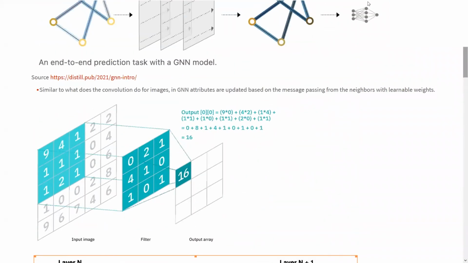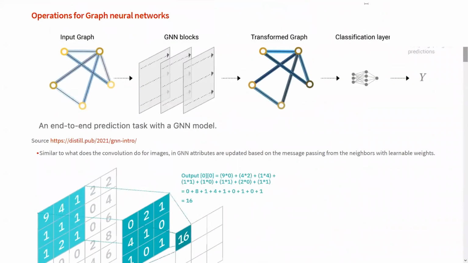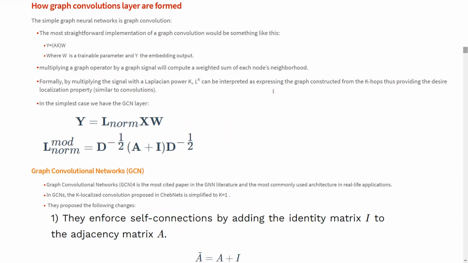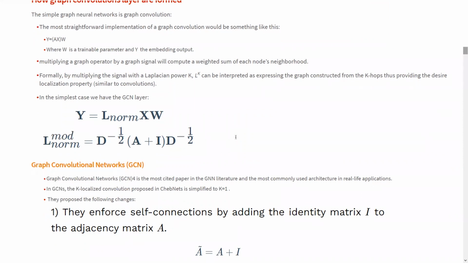Okay, let me go faster, and we'll see some results. Yes, so let's go to the topic of the convolution. So the graph convolution, the simplest implementation of a graph neural net, is graph convolution. And this is the simplest type you can have.